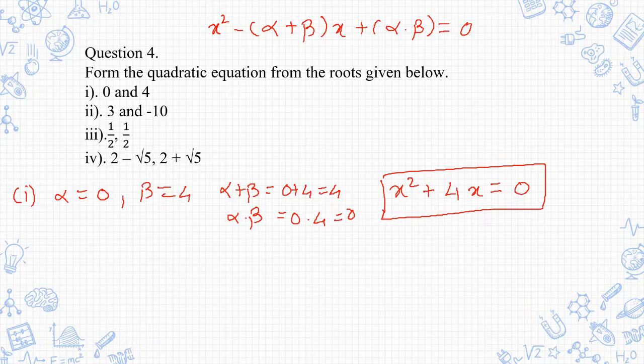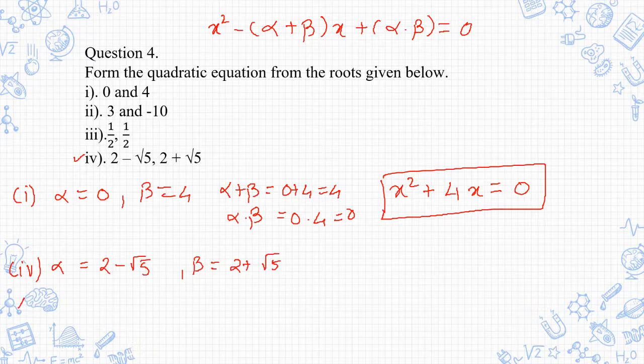Let us try solving the fourth sum. So in this, if you see, I'll take alpha to be 2 minus root of 5, and I'll take beta to be 2 plus root of 5.